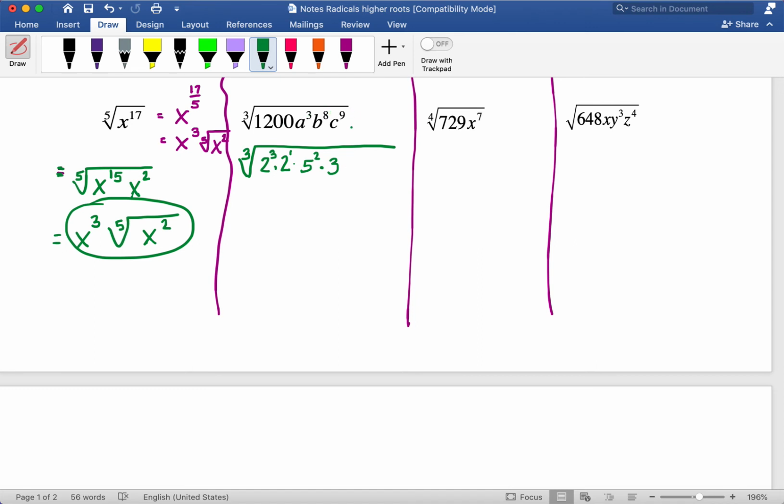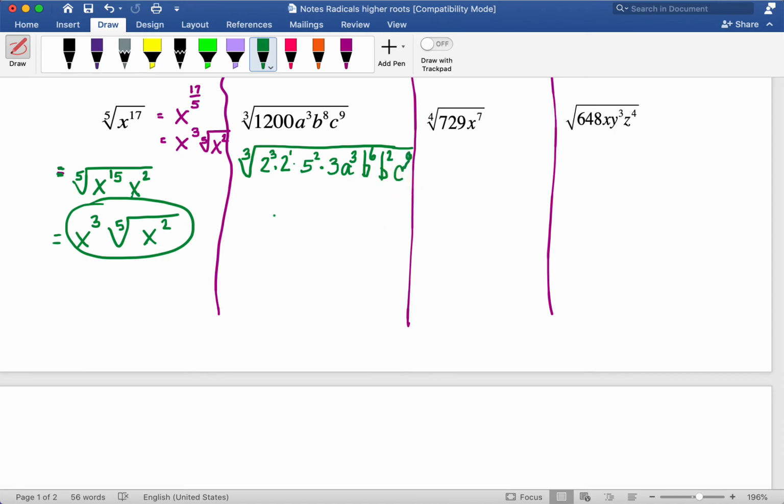Now I want these in terms of powers of 3 or numbers that are divisible by 3 because we know about this power over root. 3 is divisible by 3, so I'm going to keep that as a cubed. B to the 8th, well, I'm going to write that as b to the 6th times b squared. Why? Because 6 is divisible by 3. And then with 2 left over. And then c to the 9th. Well, guess what? 9 is divisible by 3. So I'm going to keep that as c to the power 9.